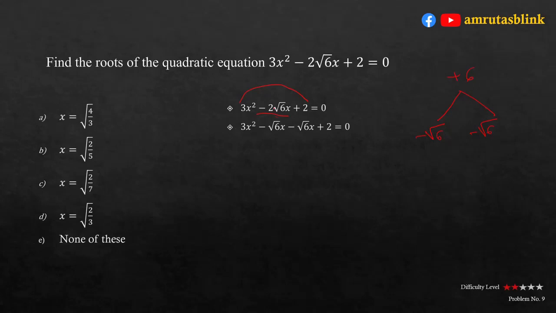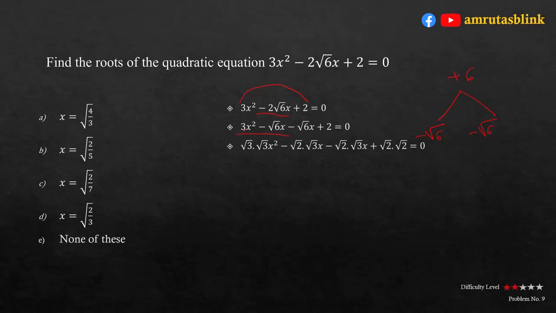Hence we will split this minus 2 root 6x as minus root 6x minus root 6x. Hence 3x square minus root 6x minus root 6x plus 2 is equal to 0. Now this root 6 is a little bit difficult to understand.